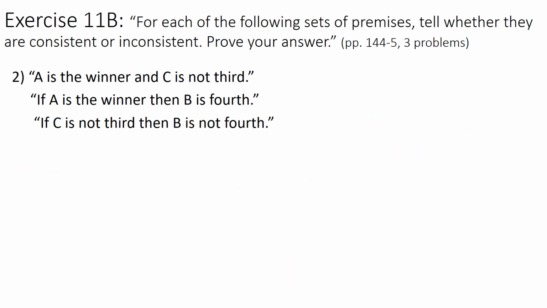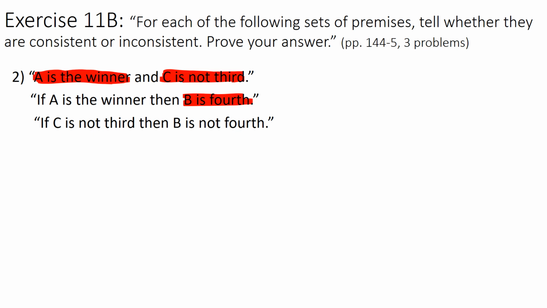Number 2, A is the winner and C is not third. But if A is the winner, then B is fourth. But if C is not third, then B is not fourth. Is that consistent or inconsistent? It looks inconsistent, doesn't it? We have a conjunction, and we know for a fact that A is the winner, according to the first premise at least. But if A is the winner, then we know that B is fourth. Moreover, we know that C is not third.